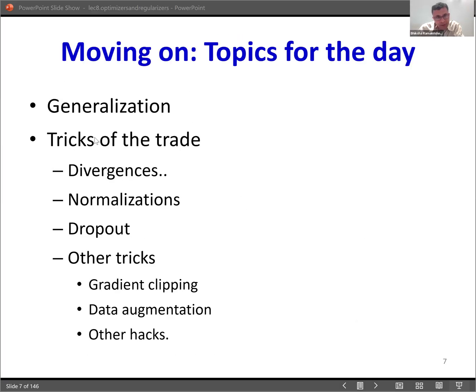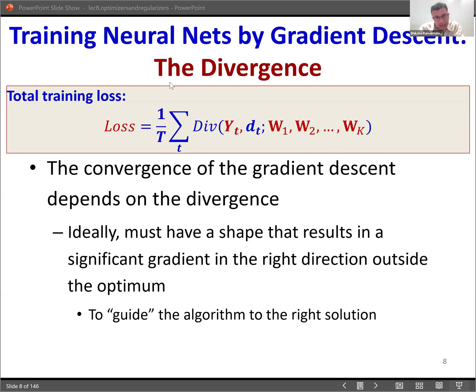So moving on, topics for the day: we're going to be talking about generalization, some tricks of the trade, divergences, normalizations, dropout, and a few other tricks. First, let's consider these issues, how the convergence could proceed, and how we could make it better one step at a time. Now, the training loss that we minimize is the average divergence over the training set. So the convergence of the gradient descent depends on the divergence function itself. Ideally, the divergence function must have a shape that results in a significant gradient towards the direction of the optima, so that it guides the algorithm to the right solution.